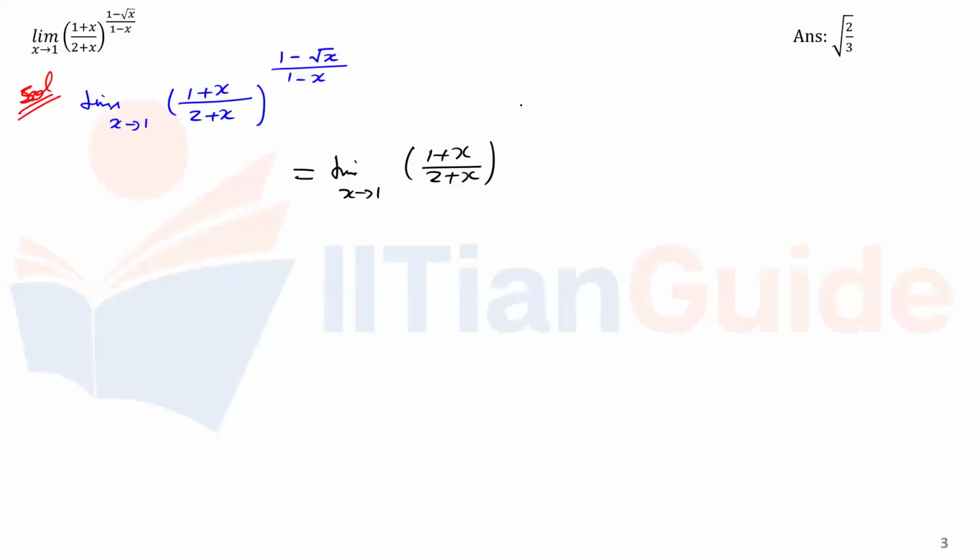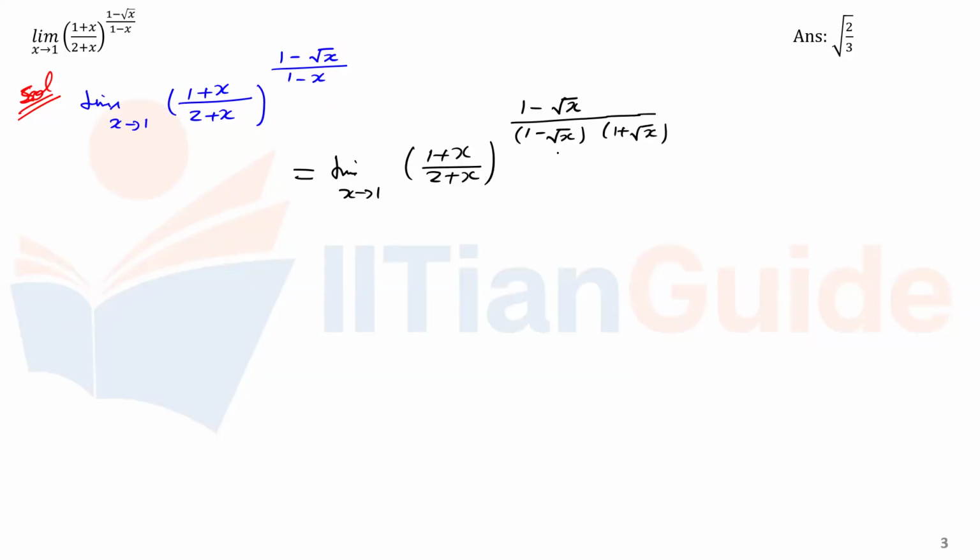In the power term, in the numerator I have the 1 minus root x term. This is making a problem. I will try to write the denominator in terms of the numerator so that it gets cancelled, that is the 0 by 0 form gets cancelled. So I can factorize the denominator. I can write it as 1 minus root x multiplied by 1 plus root x. This way we can write.